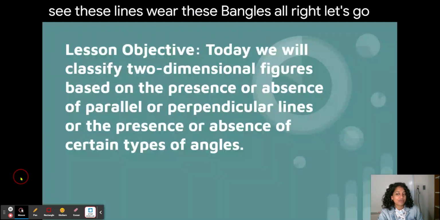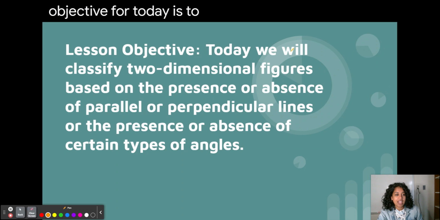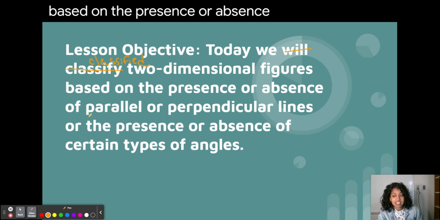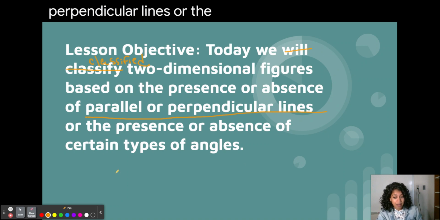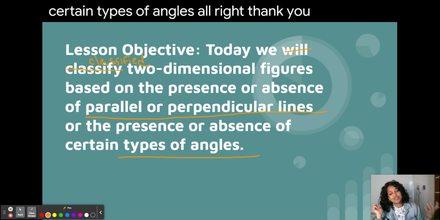All right, let's review our lesson objective. Today we classified two-dimensional figures based on the presence or absence of parallel or perpendicular lines or the presence or absence of certain types of angles.